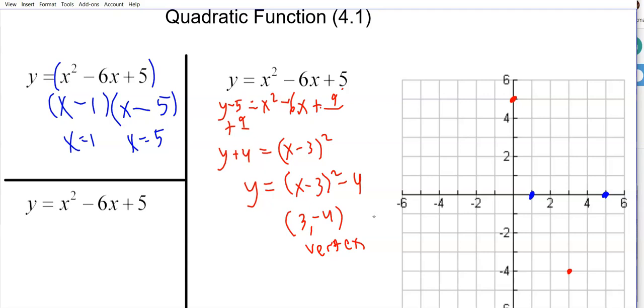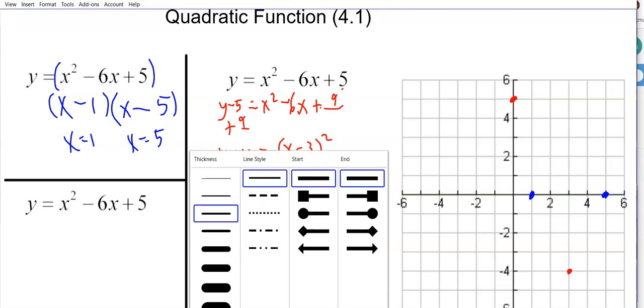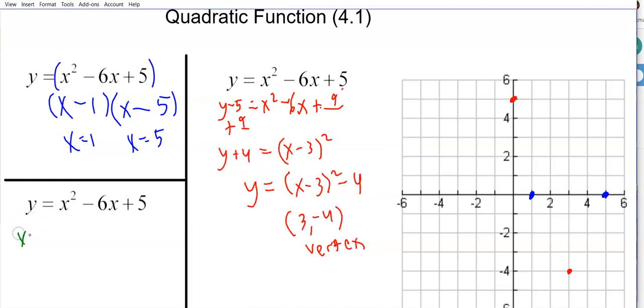Okay, let's look at one more here. So let's look at the quadratic formula. So we have the quadratic formula, which is x equals the opposite of b, which is 6, over 2a, which is 2 times 1, or 2, plus or minus the square root of b squared, which is 36, minus 4 times 1 times 5, so 20. That's really 16, square root of 16, which is 4, over 2.